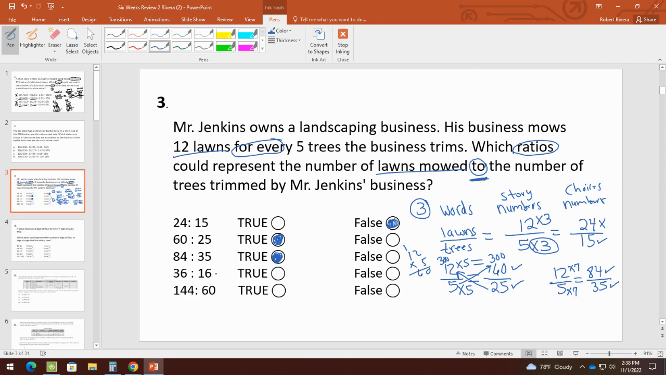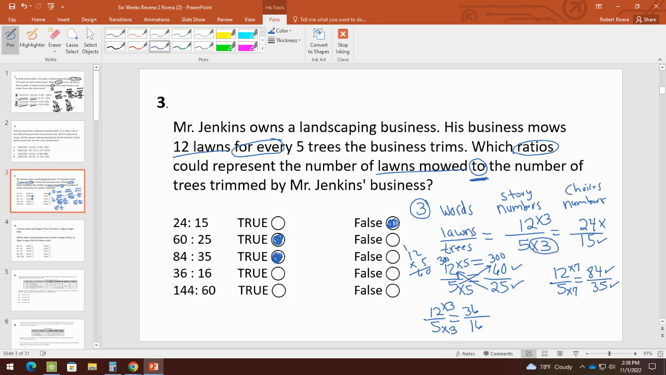Okay. The next one, we have 12 to 5 again. 12 to 5. Set up a proportion. And this time we have 36 on the top and 16 on the bottom. 12 times 1 gives me 16. We're knowing that. Just with that, you already know it's going to be false, but let's try the top one. 12 times 3 gives me 36.